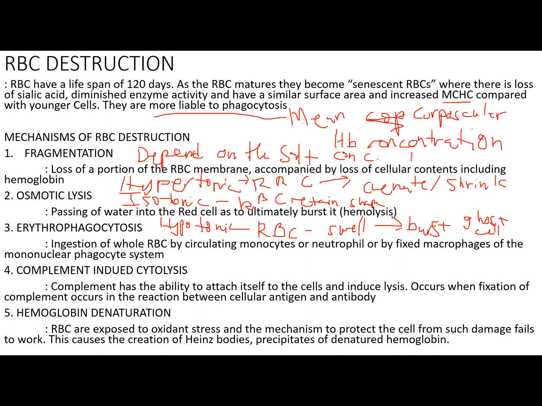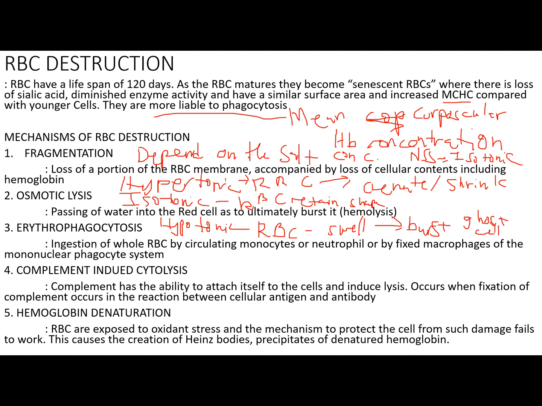Yung tinatawag nating NSS. Itong NSS, this is the normal saline solution. And this is an example of isotonic. Ngayon, pag tinaasan mo yung concentration ng salt niyan, it would become hypertonic. Pag binabaan mo, it would become hypotonic. So that's how osmotic lysis would occur. Passing of water into the red cell as to ultimately burst it, leading to your hemolysis. And this would usually occur in osmotic lysis.